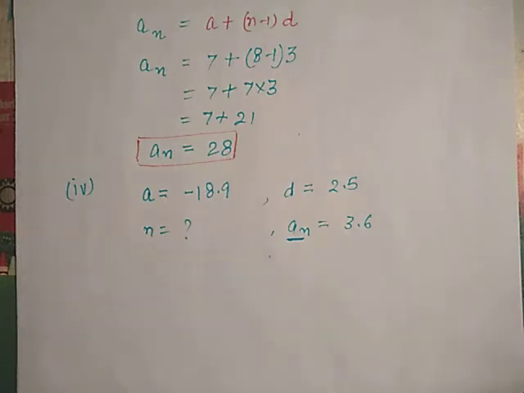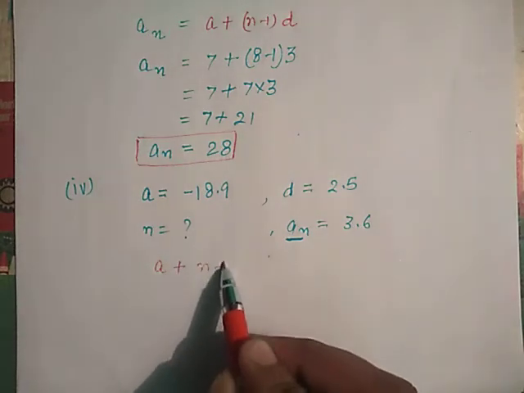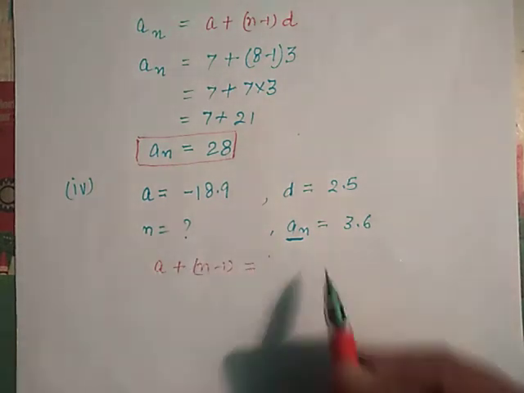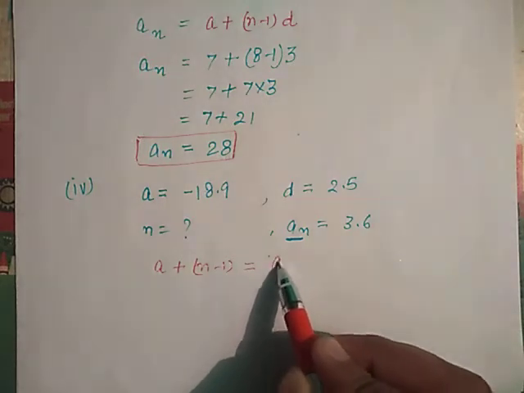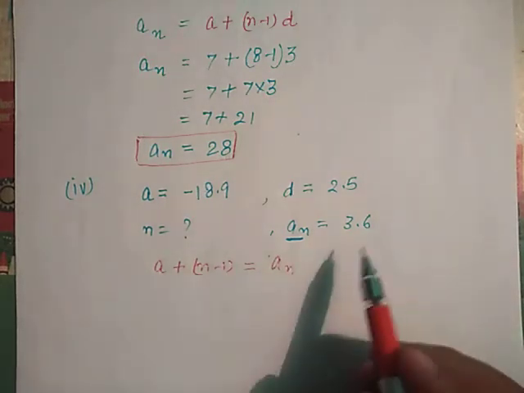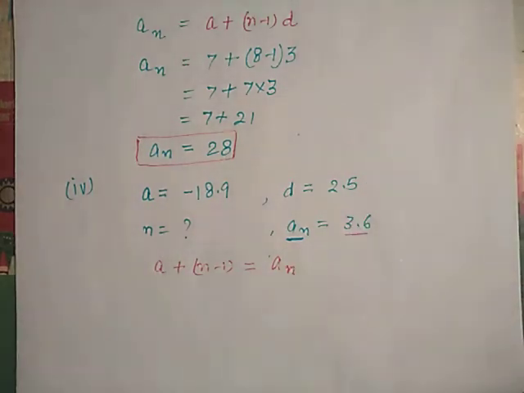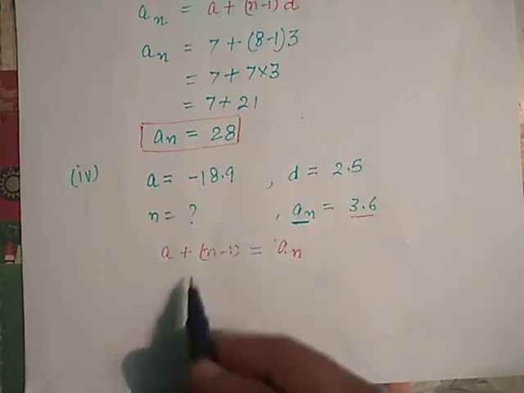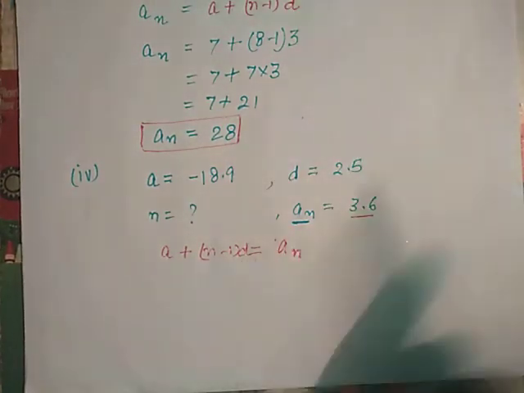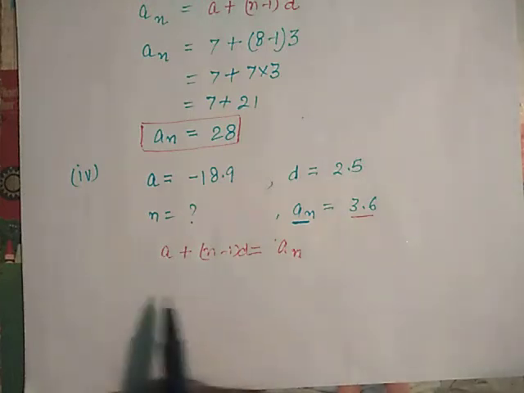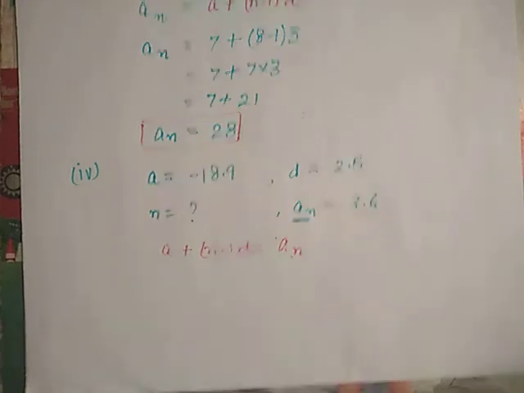As we know, an is equal to a plus n minus 1 into d. The value of an is given here as 3.6, so we can put it here in place of an. Now we have to put in the values of a, d and an to get the value of n.